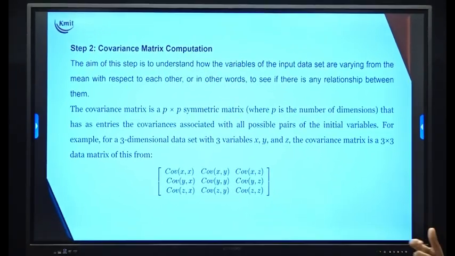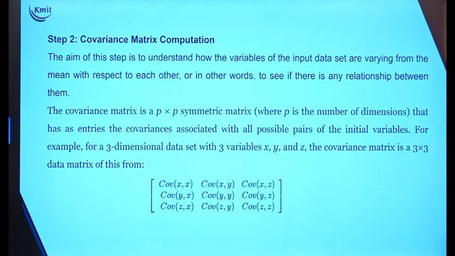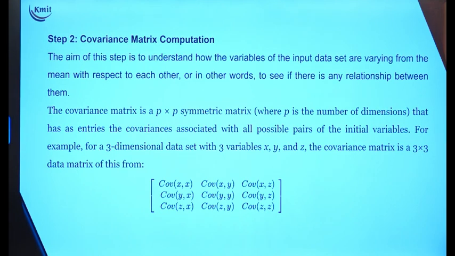So the main aim of this particular step is to understand how the variables of the input data set are varying from the mean and are varying from each other. That is, we are simply trying to find out the relation between each variable. For calculating the covariance, we create the covariance matrix of n by n, let's say p by p here, where p represents the number of dimensions. For example, for 3-dimensional data with 3 variables x, y, z, the covariance matrix would be given in that way: covariance of x with x, x with y, x with z. Next y with x, y with y, y with z, and then covariance of z with x, z with y, and z with z. So this is for a 3D matrix.